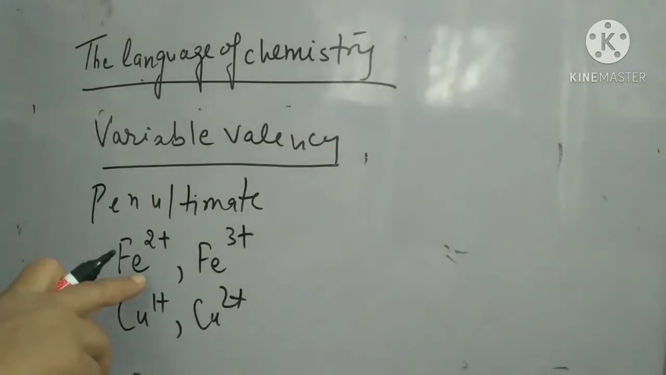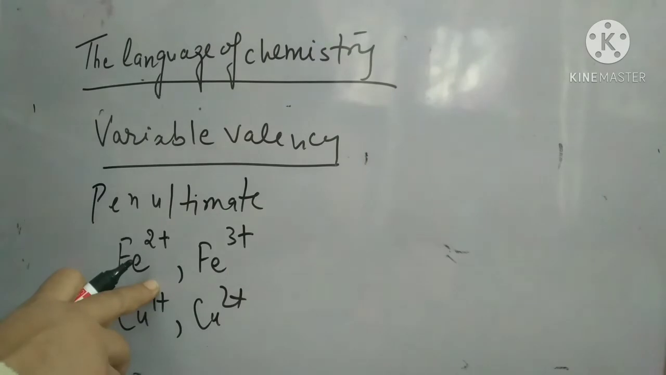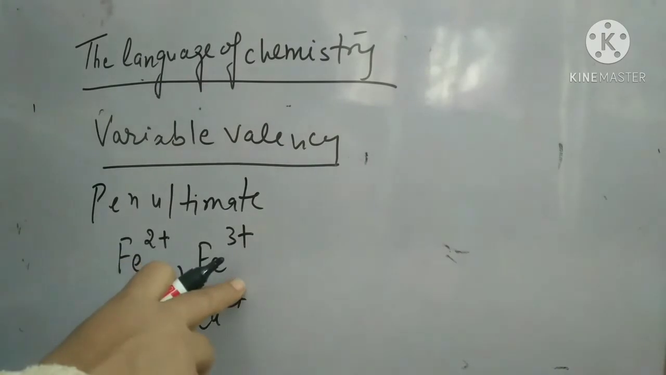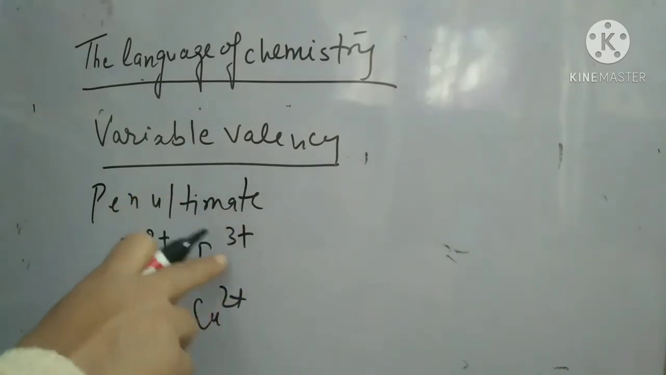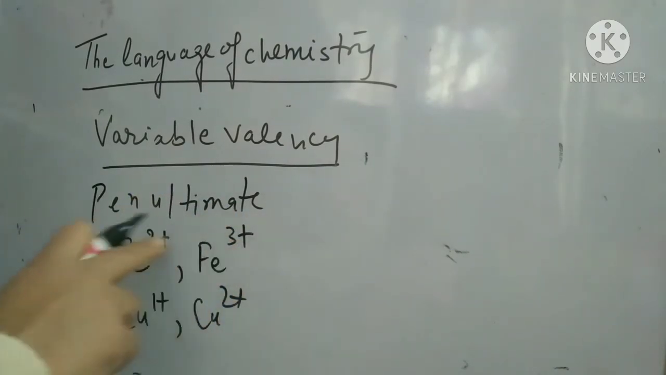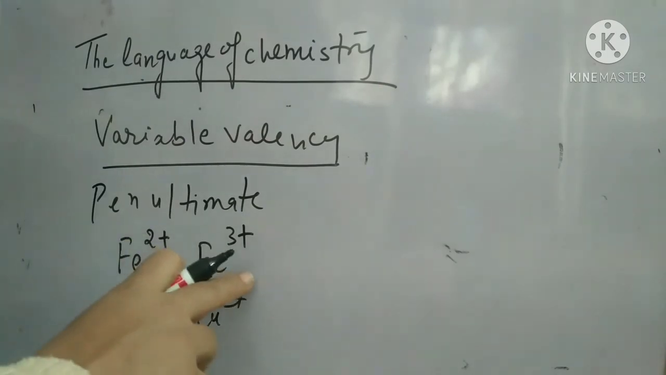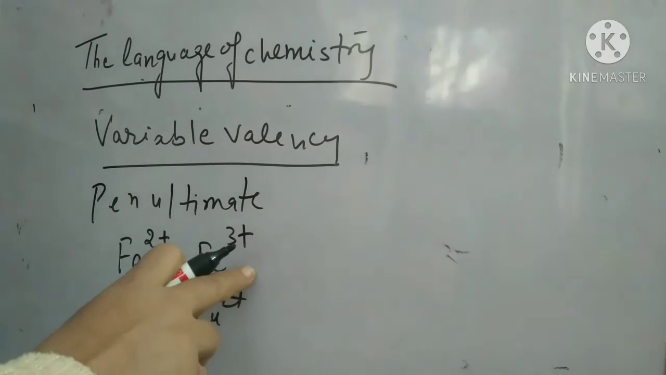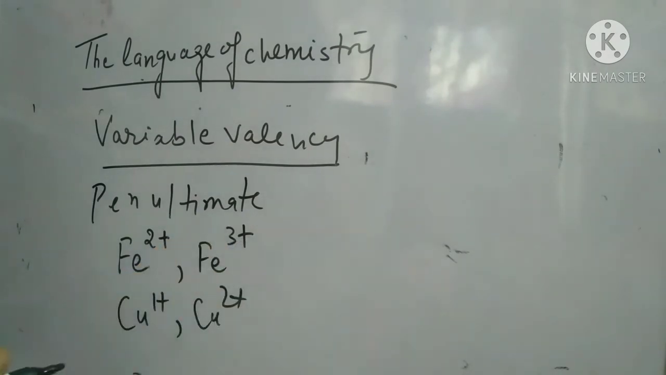Now the smaller one, that is Fe2+. So the suffix OUS will be added here, so we will be naming it as ferrous. And here the bigger one, the valency which is bigger than the first one, is named as ferric, because here the suffix IC is added.